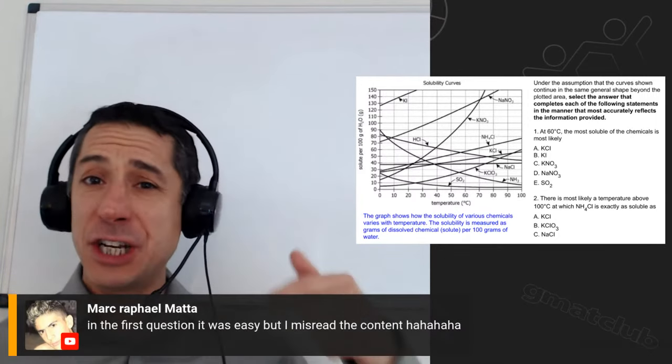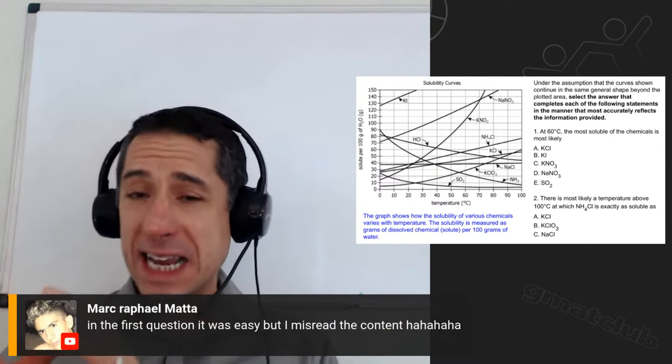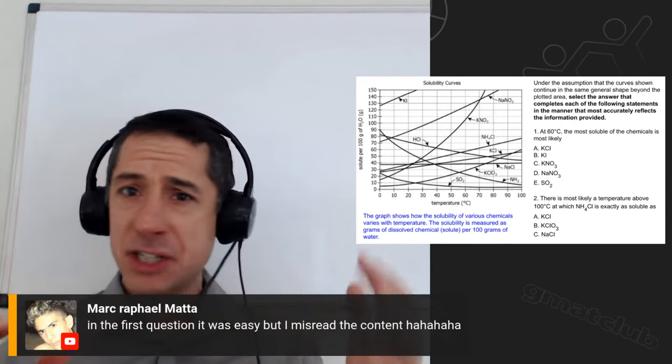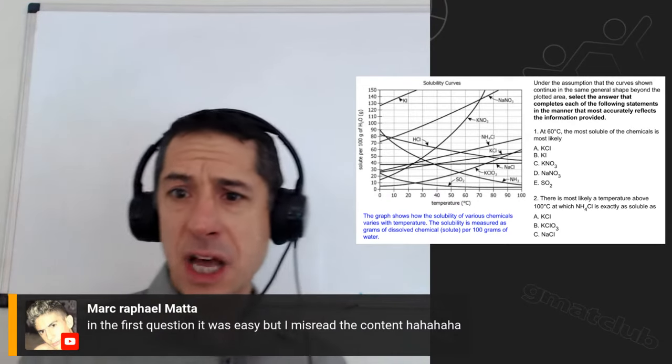Make sure your hygiene, your process is really good from the start. And if you catch yourself misreading, and if that's the source of errors, really pay attention to that. Sometimes these graphs are just going to beat you because they're hard. Don't beat yourself. Let the GMAT beat you. That's the secret to unlocking everything.